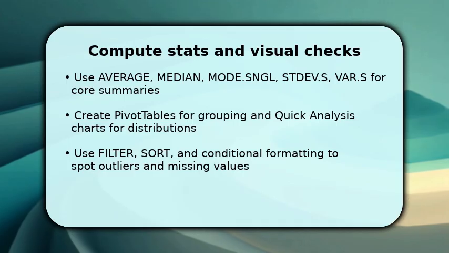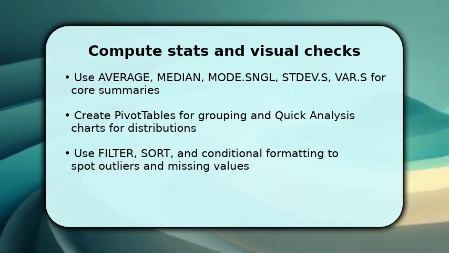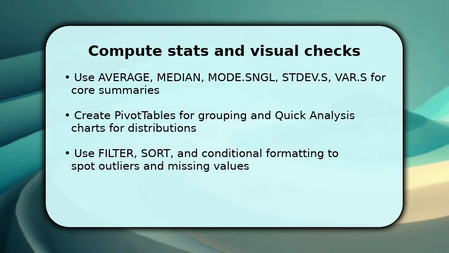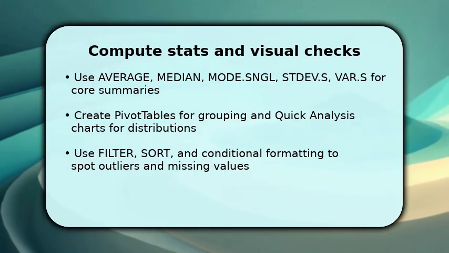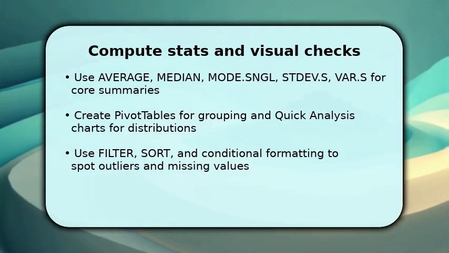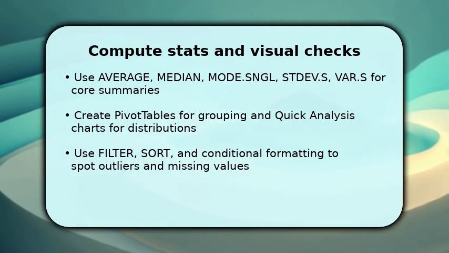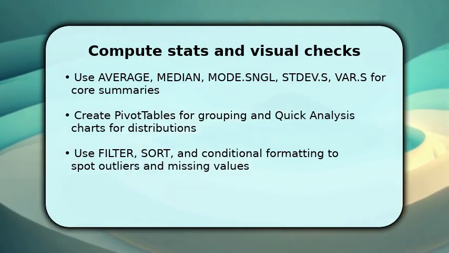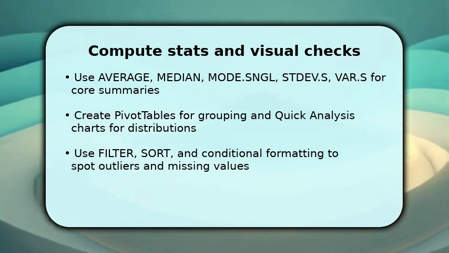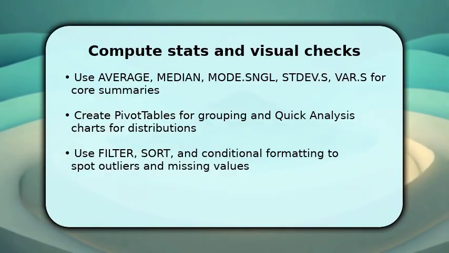Next, build pivot tables to aggregate by category and add quick analysis charts, histograms, or box plots to visualize distributions. Use filter and sort to isolate subsets and conditional formatting to highlight outliers or blanks. Once visualized, decide whether to winsorize, trim, or impute missing values. Document each change in a notes column so your steps are reproducible.